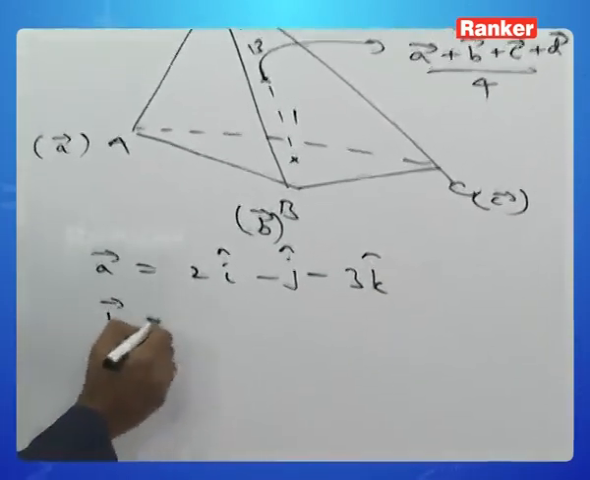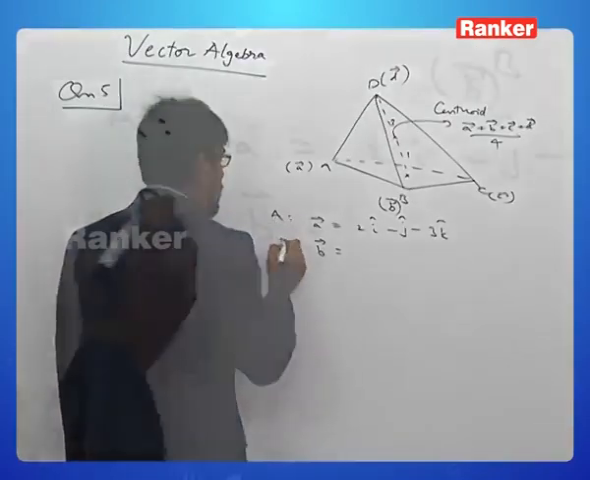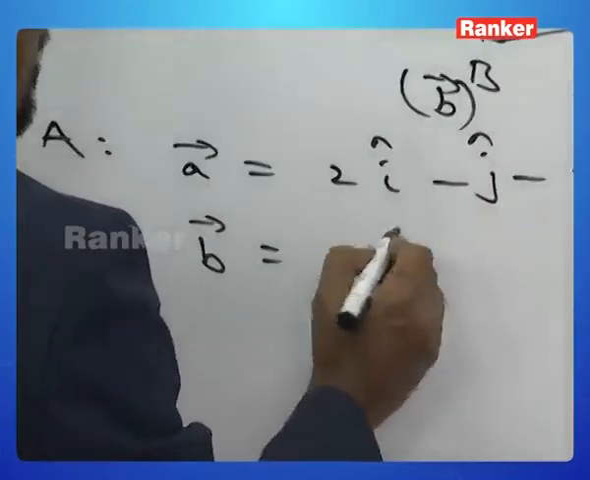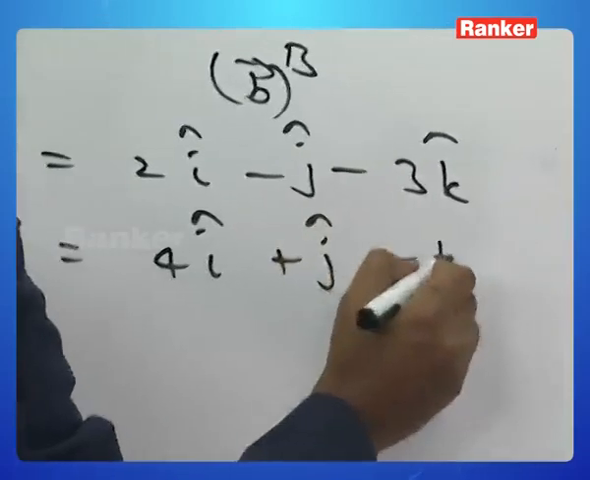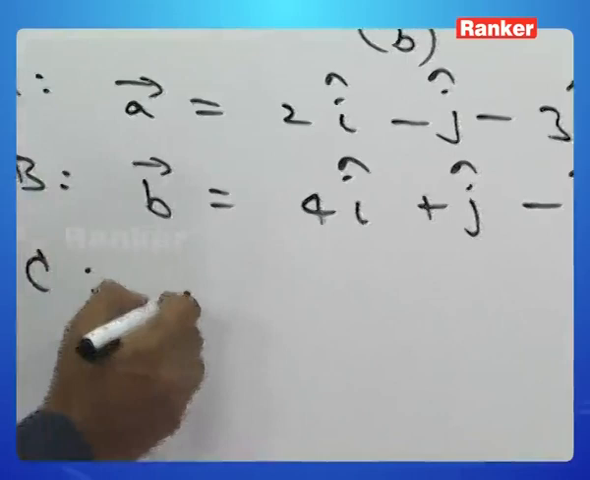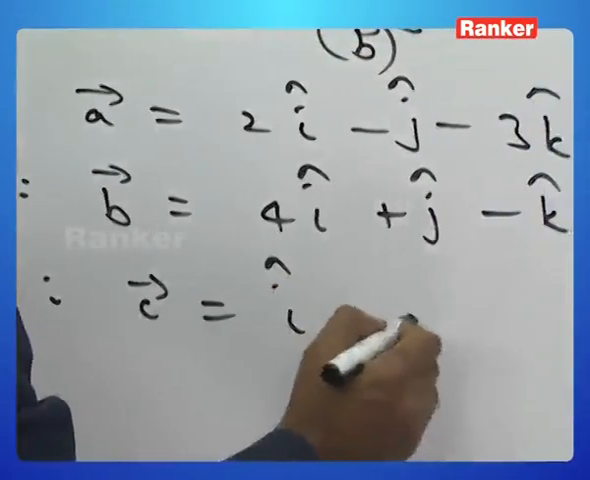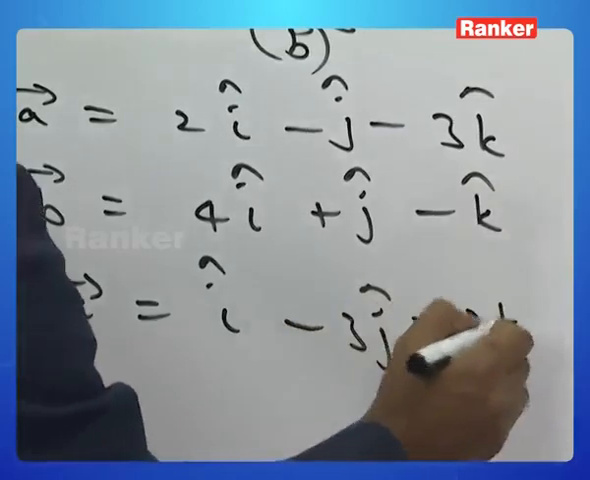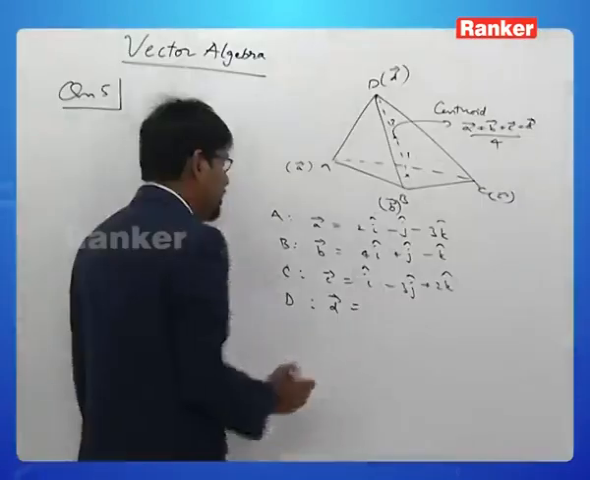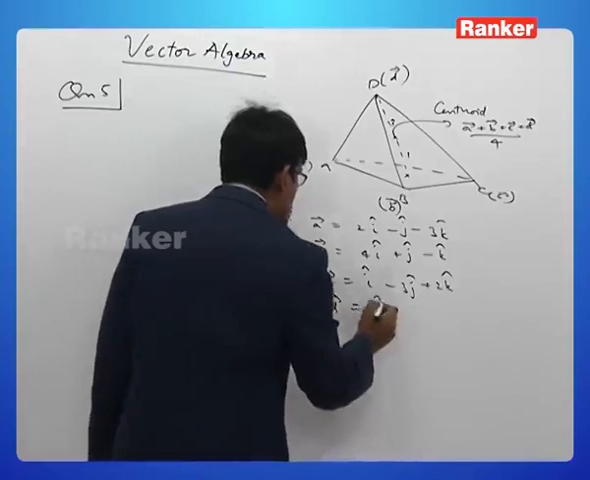and B bar, the position vector of B, is given by 4i plus j minus k, and C bar, the position vector of C, is given by i minus 3j plus 2k. D bar, the position vector of D, is given by i minus j minus 2k.